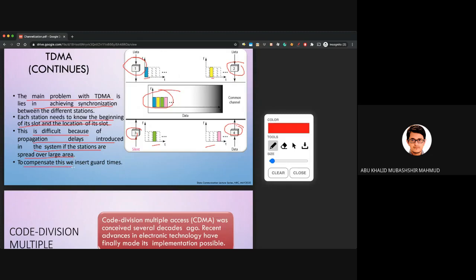To compensate for this, we insert guard times, like the guard bands introduced previously in frequency division multiple access. We use guard times during which no station will transmit anything. So this is what guard times mean. They are in between the slots. This blank white space between the time slots is the guard time.